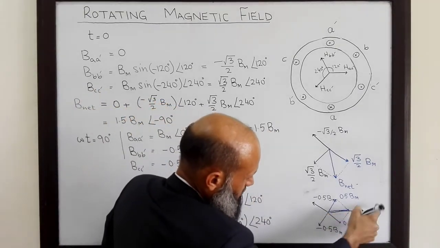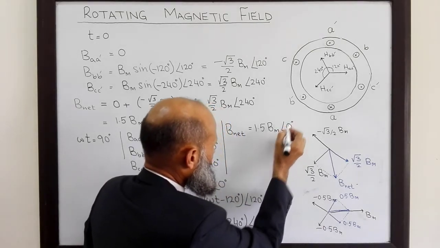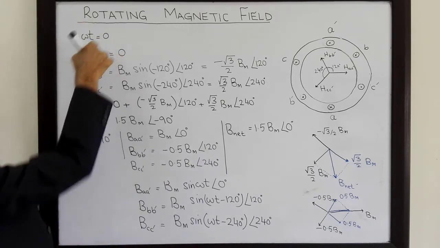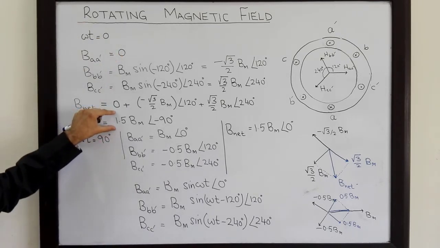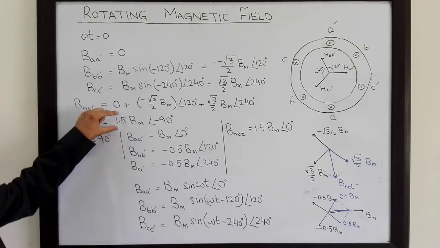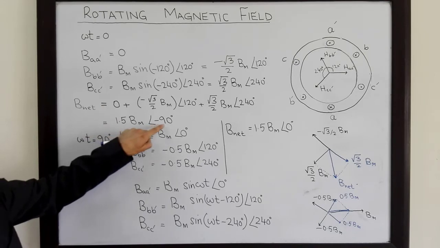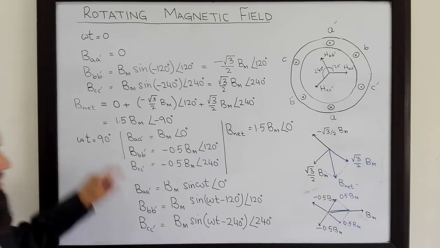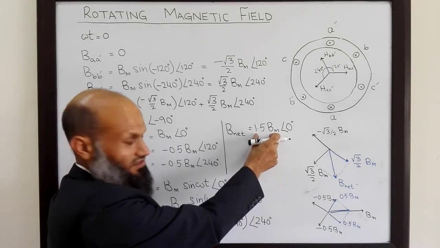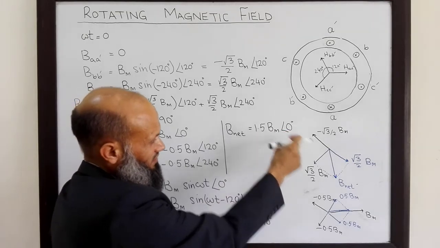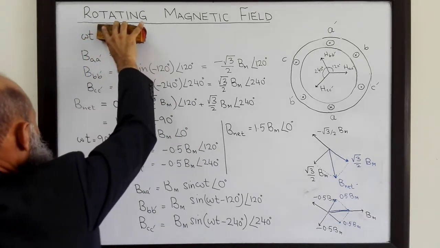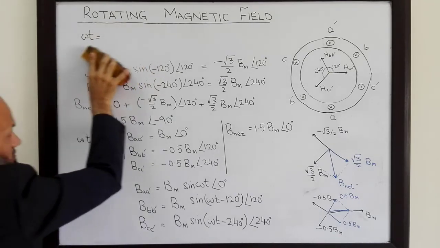Angle of this vector, that is 0 degrees. So corresponding to time instant omega t equal to 0, we have a resultant flux density vector. Its magnitude is equal to 1.5 Bm, angle is minus 90 degrees. At time instant omega t equal to 90 degrees, again magnitude of the resultant flux density vector is 1.5 Bm and its angle is now 0 degrees. We can analyze the situation corresponding to the next time instant, that is omega t equal to 180 degrees.